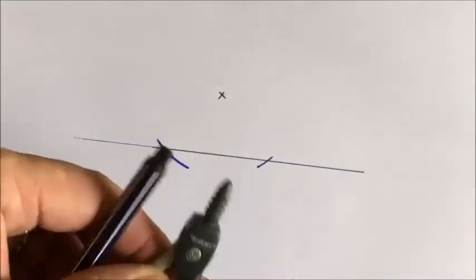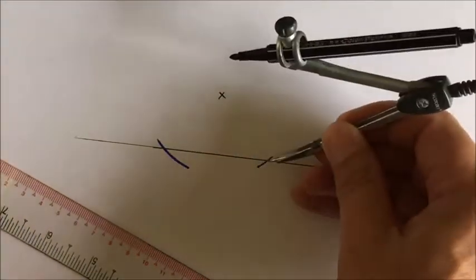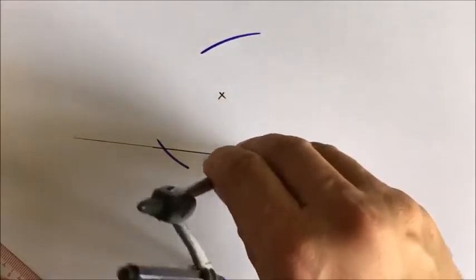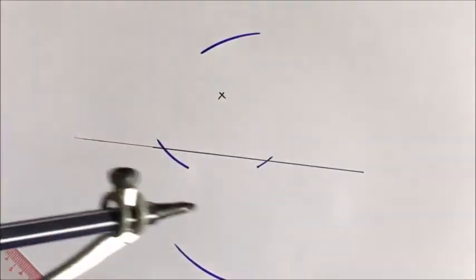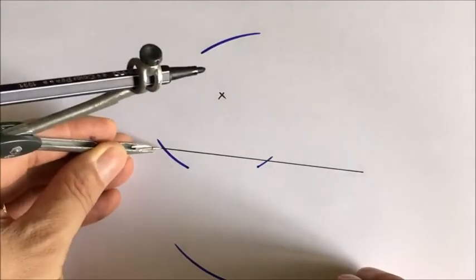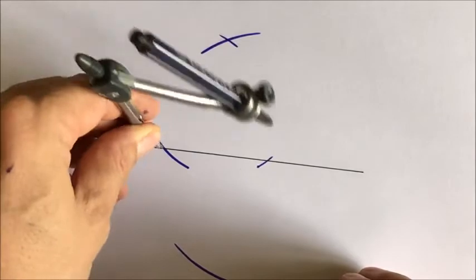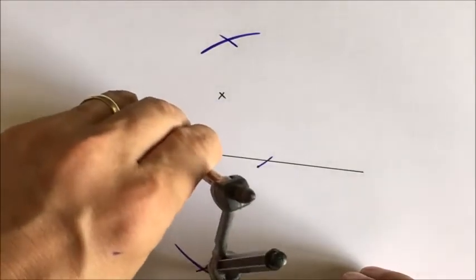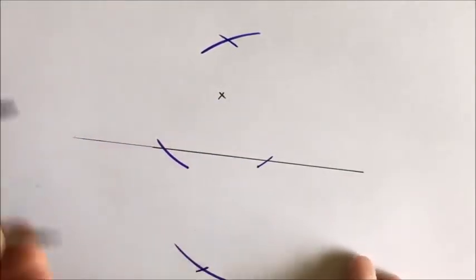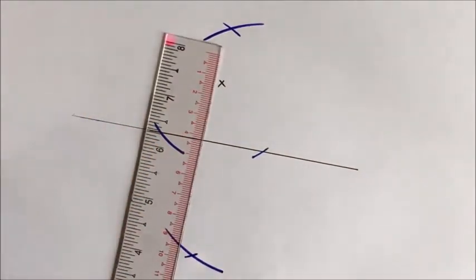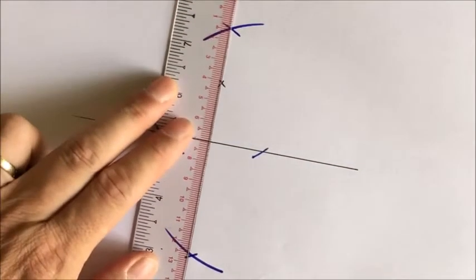That is helpful. Now I've set it, I'm not going to touch it again, so put that smack bang on, put an arc there, put an arc there, do the same on the other side. So smack bang on, take my time, put an arc there and an arc there. And now I have enough information to draw my perpendicular bisector.